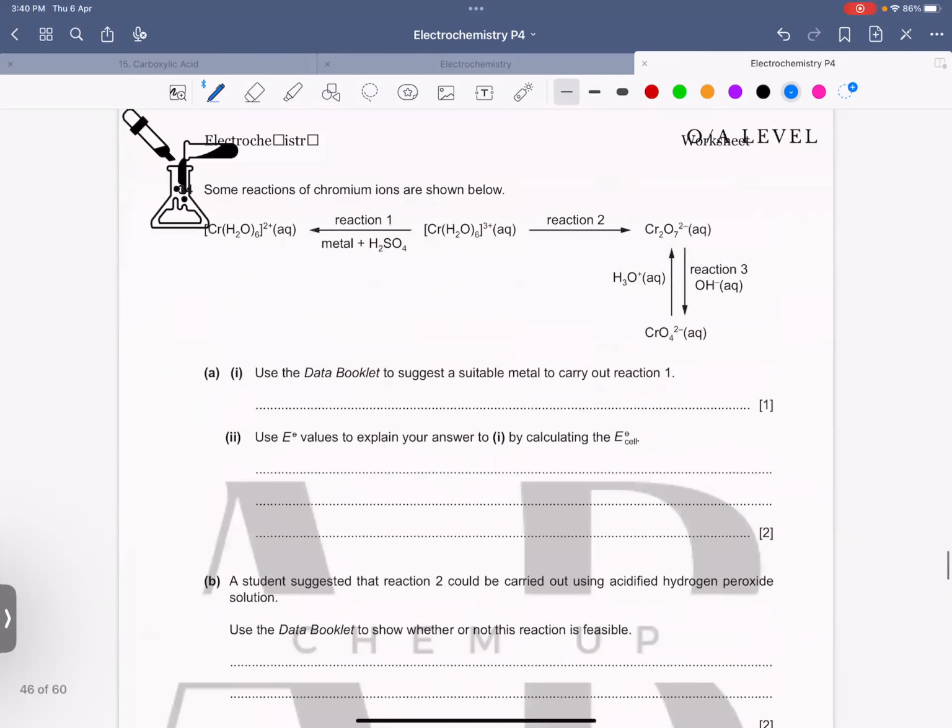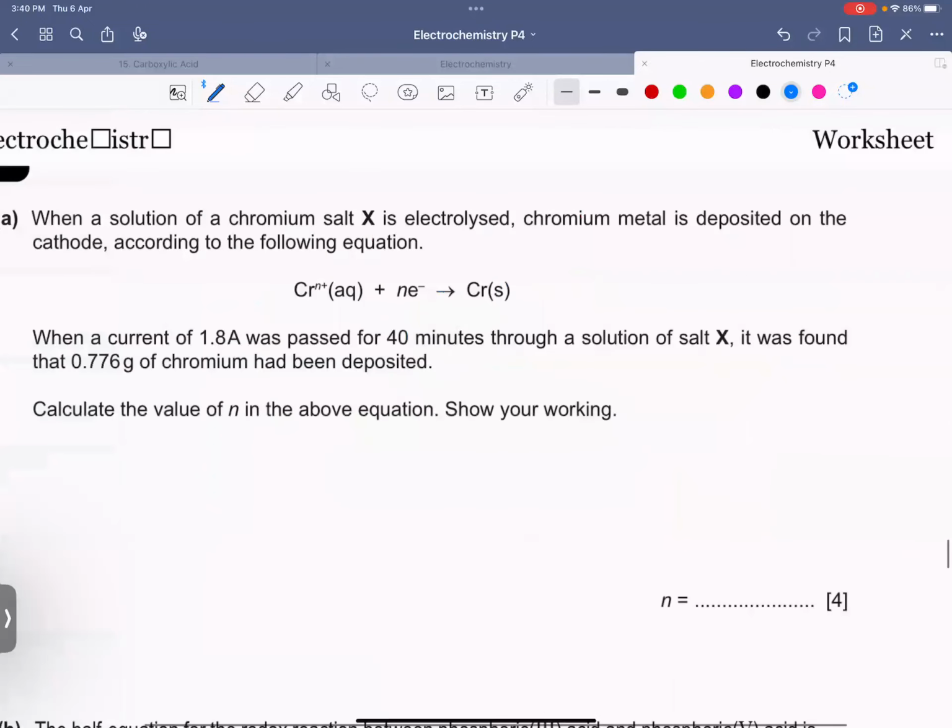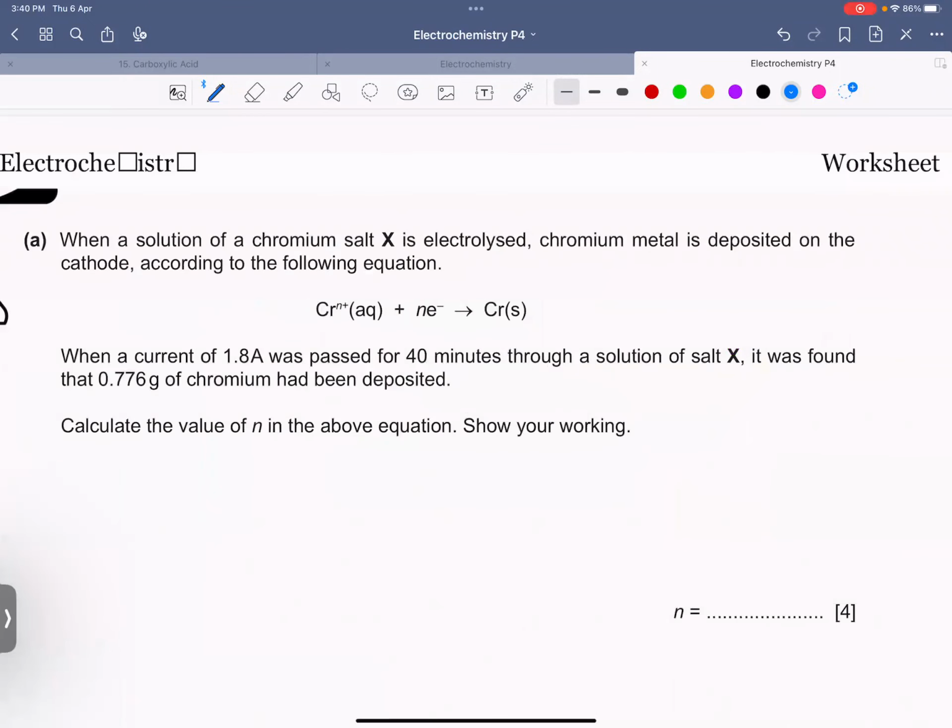Okay, now do this one. Do it quickly and I want the answer from every one of you on WhatsApp. Okay? Now here again you have to find the value of n, that is the oxidation number of chromium.